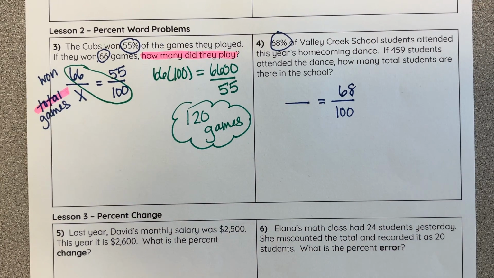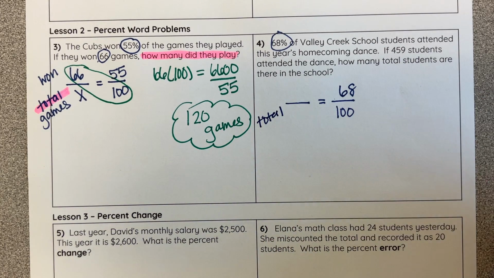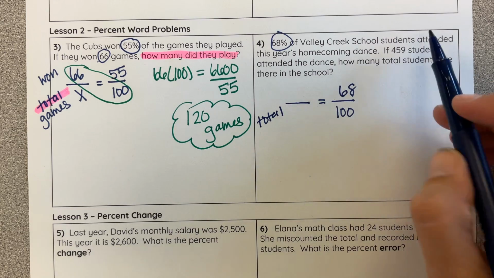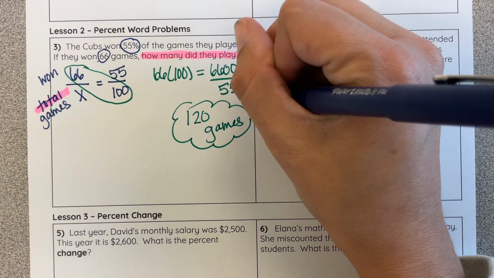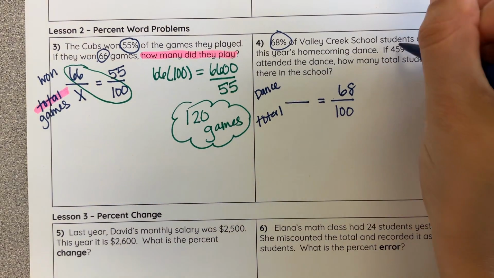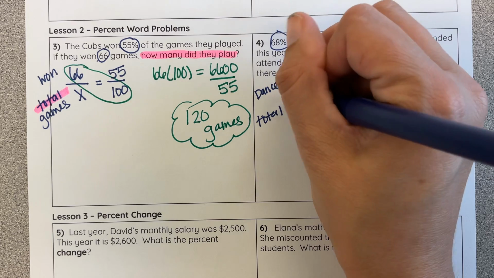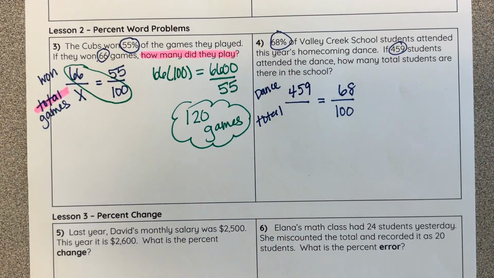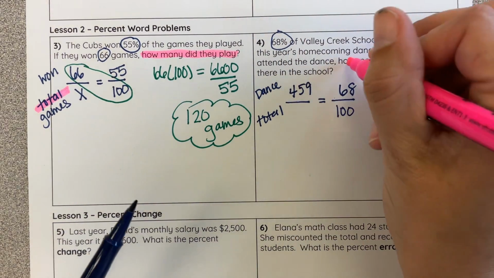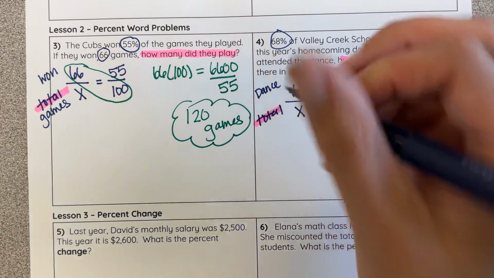Then I'm looking at my other part. So remember, the bottom is the total. And we're comparing, so it says students that attended the homecoming dance. So I'm going to say our top is representing those that went to the dance. So when I look at the 459, it says if 459 students attended the dance, so that is our part. We are solving for how many total students. We're solving for our total. That is our unknown.